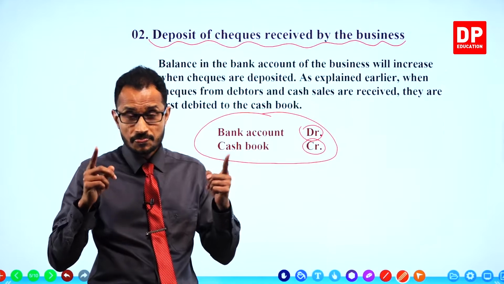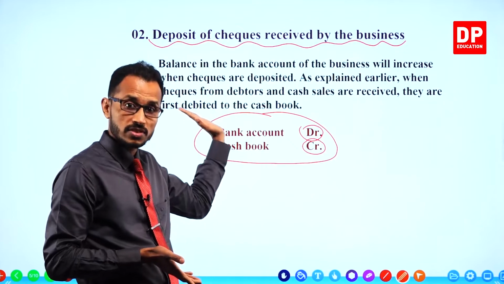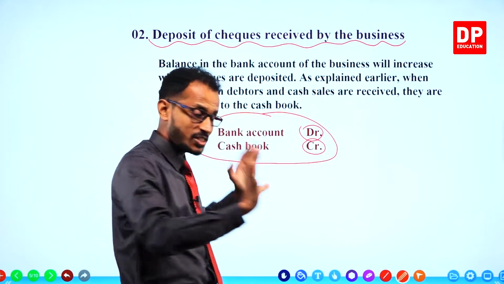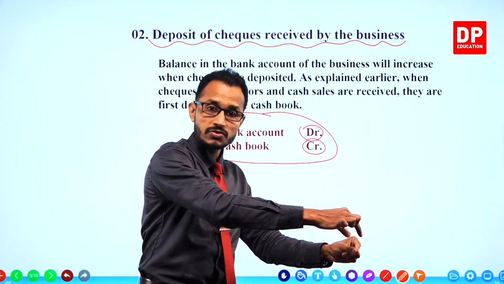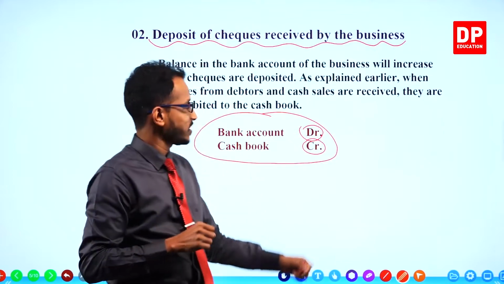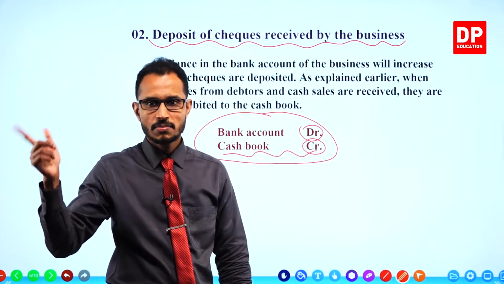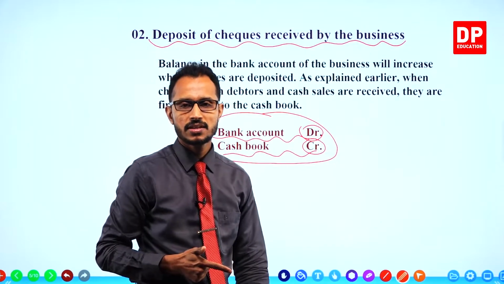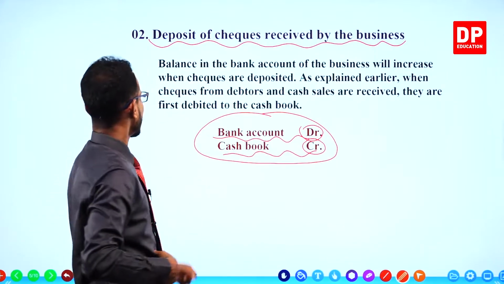Which means, children, the checks received are debited to the cash book first. Then, when you take the checks out of the cash drawer, that money decreases. That is why again the cash book is credited. And because the check is going to the bank account, the bank balance increases. That's why the bank account is debited. Got it?